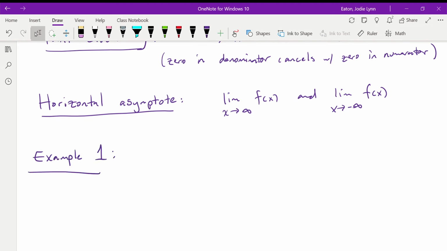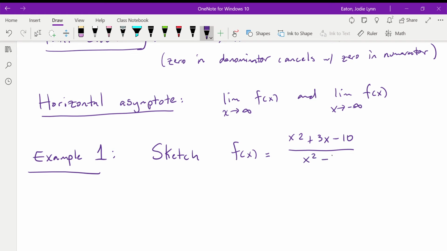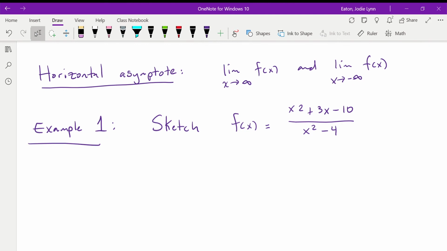Okay, we want to sketch f of x equals x squared plus 3x minus 10 over x squared minus 4. The very first thing we should do is look for discontinuities, because we're not going to be able to even find x-intercepts until we know whether we have any terms in the numerator that are discontinuities. So when I see rational functions, polynomials in the numerator and denominator, the first thing I'm going to do is factor.